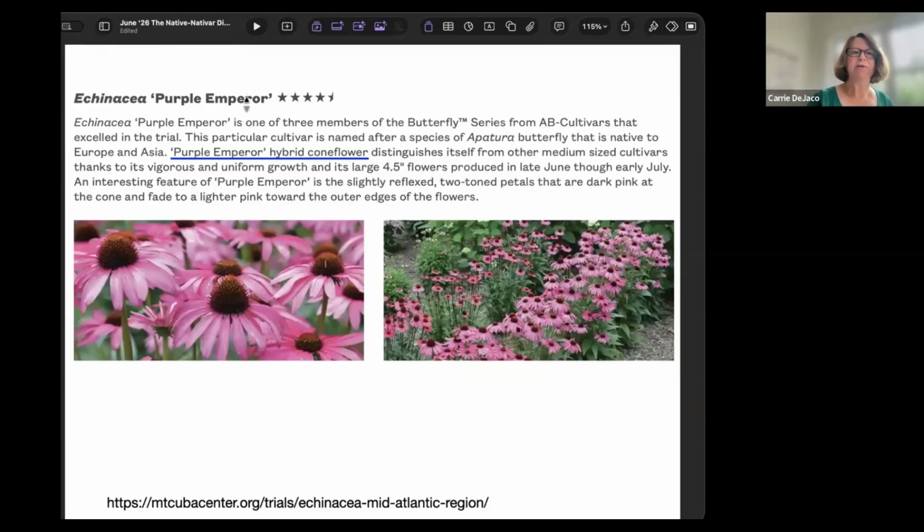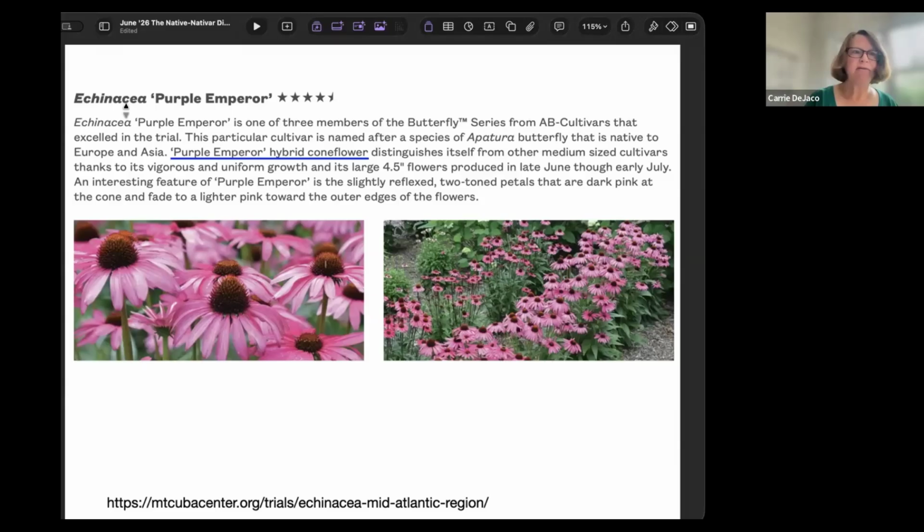Here we have the Echinacea purple emperor. This cultivar would be a nativar as well. In this case, we have a hybrid coneflower here. We've got the Echinacea, which tells us that it is produced from the plants that are in the genus Echinacea. There are various species within this genus. So if the horticulturists are growing multiple species of Echinacea in an area together, they might be cross-pollinating each other, and we might get some hybridization there.